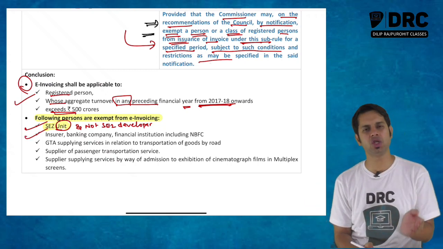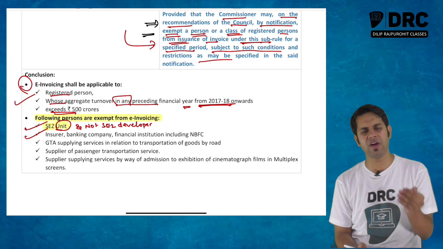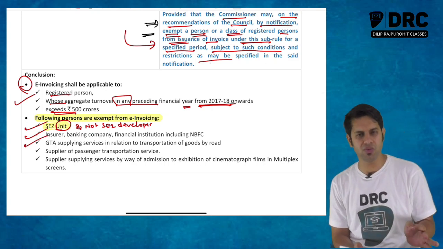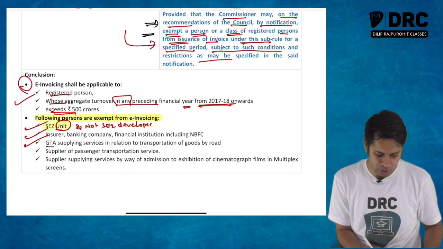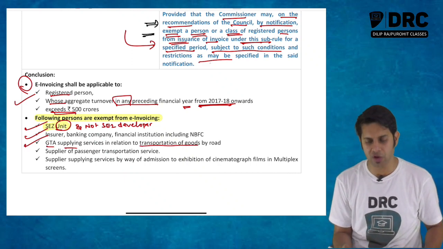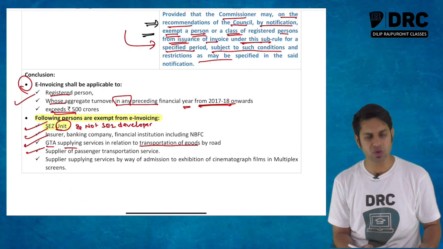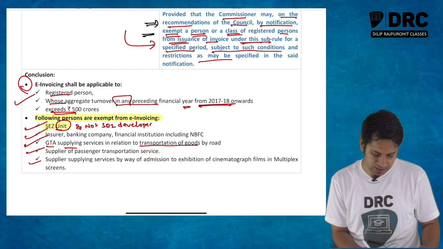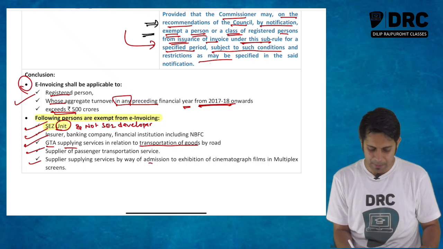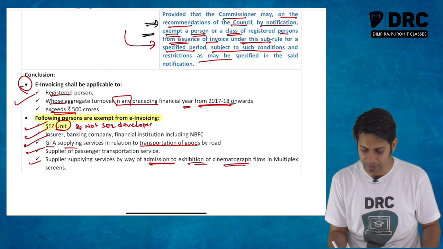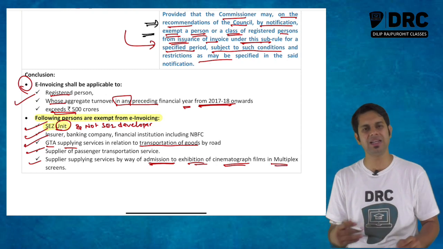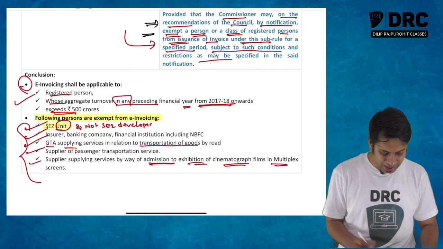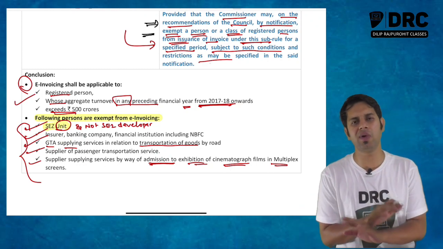Then if you are an insurance company, insurer, or a banking company, financial institution, NBFC, you don't have to follow e-invoicing. Then if you are a person involved in GTA, goods transport agency supplying services by way of transportation of goods by road, or transportation of passengers, or a supplier of services by way of admission to an exhibition of cinematography film in multiplexes, theaters, etc. So these people are exempted from e-invoicing. They are not required to do e-invoicing.